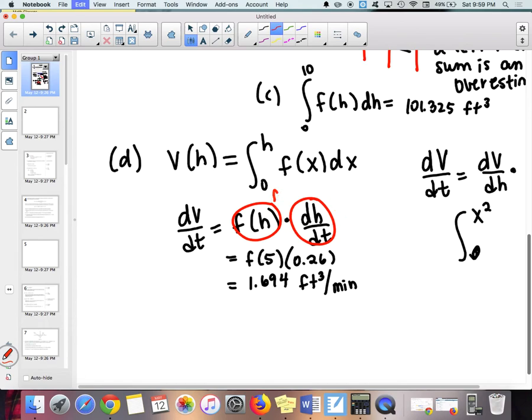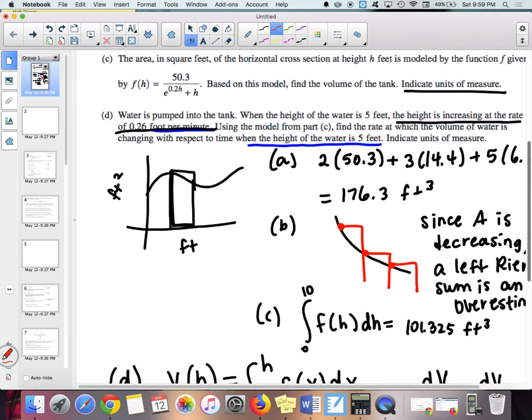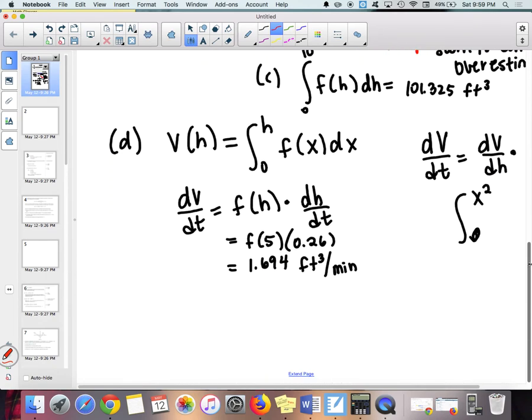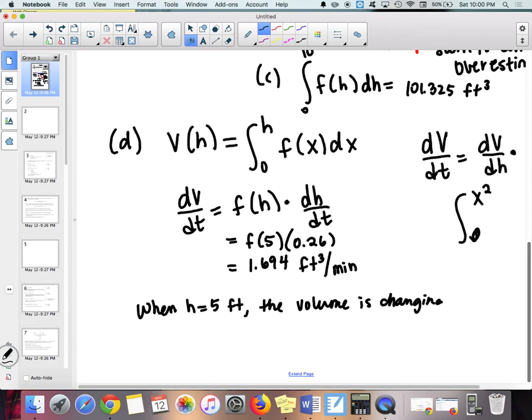Okay, so then I think it asks you to write this out in words. It says, indicate units of measure. It says find the rate at which the volume of the water is changing with respect to time. So if you want to write a little sentence, you could say, when our height is equal to 5, and that would be in feet if you want to write feet, the volume is changing at a rate of 1.694 cubic feet per minute.